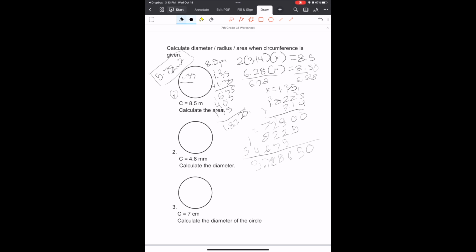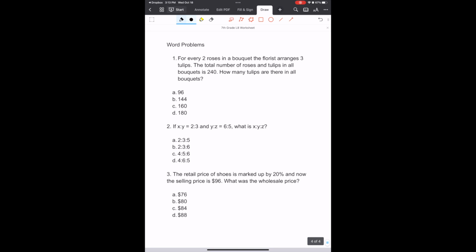Alright, and finally, we're going to do a word problem, just a quick one. Number 1: for each 2 roses in a bouquet, the florist arranges 3 tulips. The total number of roses and tulips in all bouquets is 240. How many tulips are there? That means 3/5 of the flowers in the bouquets are tulips, times a total of 240. 240 divided by 5 gives you 48, and 48 times 3 gives you 144.